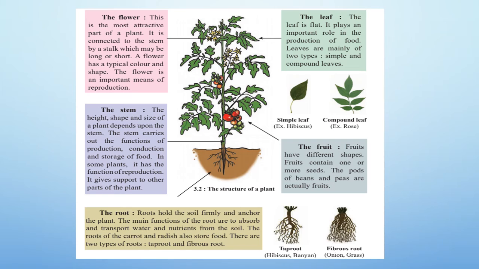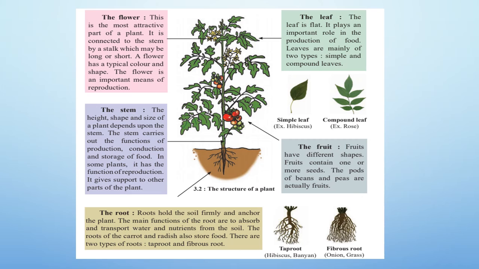Next part of the plant, that is the fruits. Fruits have different shapes. Fruits contain one or more seeds. The pods of beans and peas are actually fruits. Now the main part of the plant, that is the root.